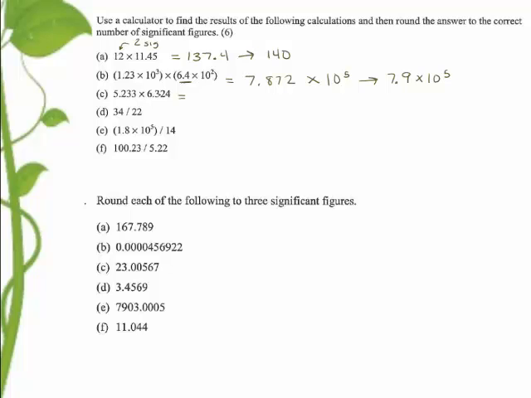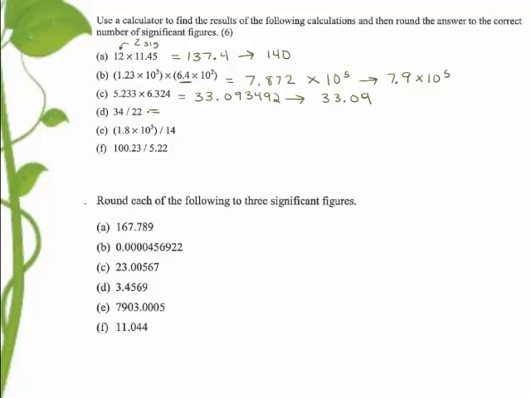5.233 times 6.324 is 33.093492. I have 4 significant figures, so I have to round to 2 decimal places, giving me 4 significant figures.